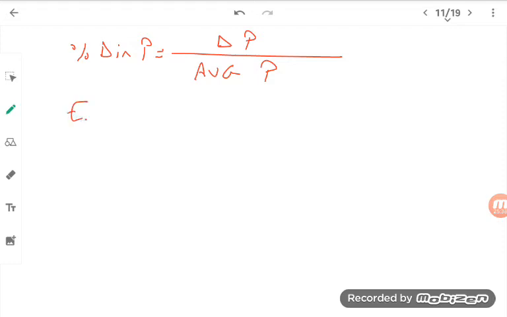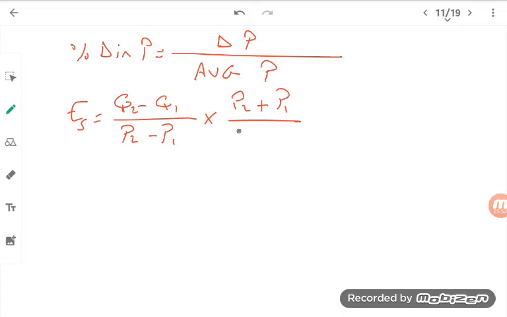So we can write it as (Q2 - Q1) divided by (P2 - P1), multiplied by (P2 + P1) over (Q2 + Q1). And this is arc elasticity.